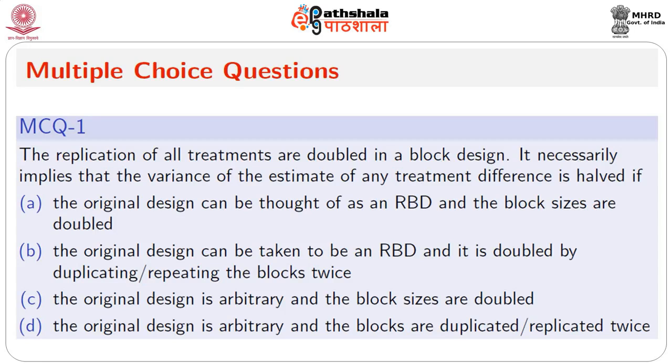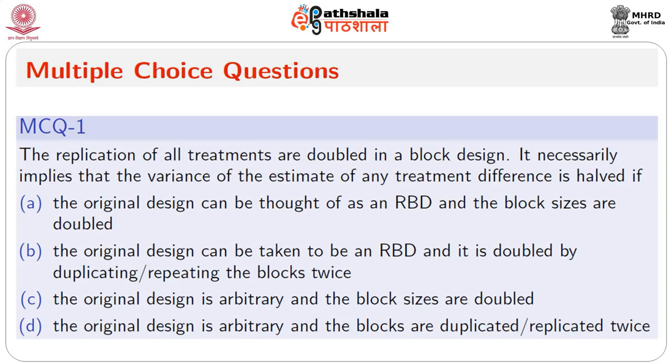You have got B blocks to start with. You consider another set of blocks, again repeating the B blocks. So the first set of B blocks forming an RBD, another set of B blocks forming RBD duplication, and then take the two together. So in the process you get two B blocks. That is option number B.